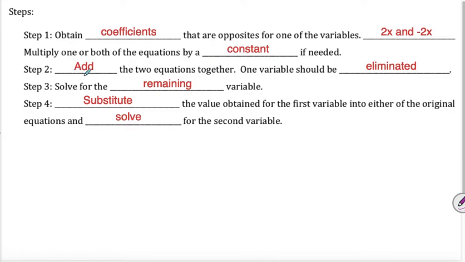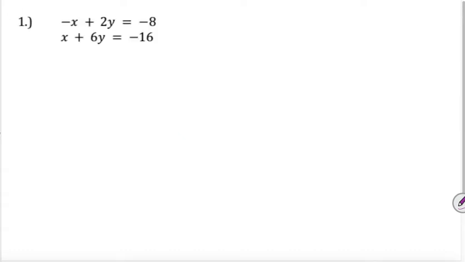So like I said, we're going to add these equations together. One of the variables is going to eliminate. Then we're going to solve for the remaining variable. Once we have that first value of x or y, we then will substitute back in, like we did in the substitution method, and solve for the second variable. So let's look and see what this might look like.